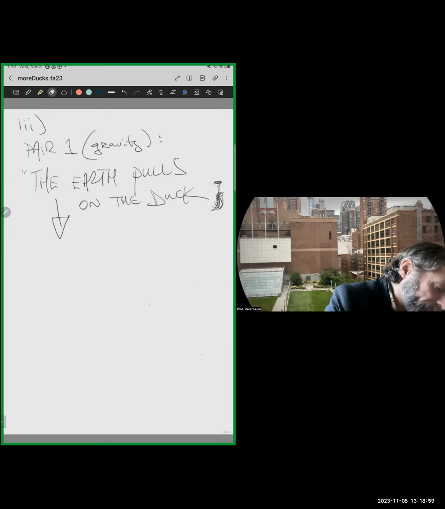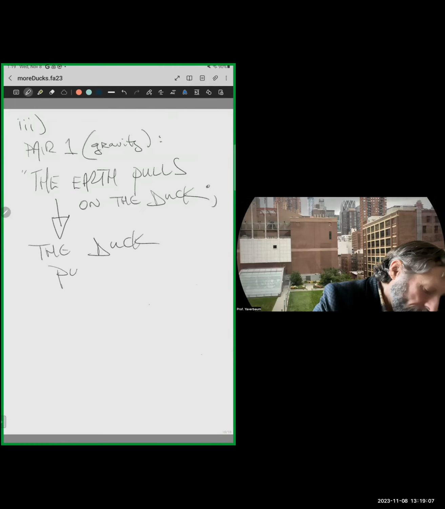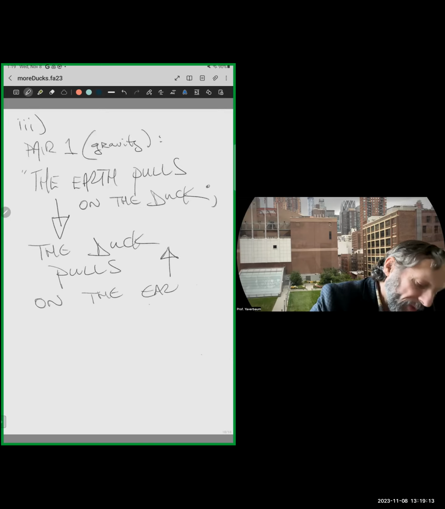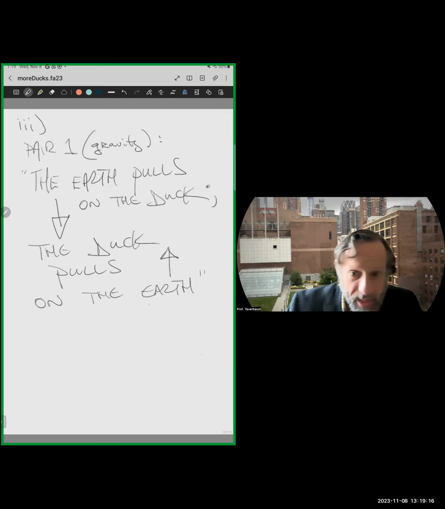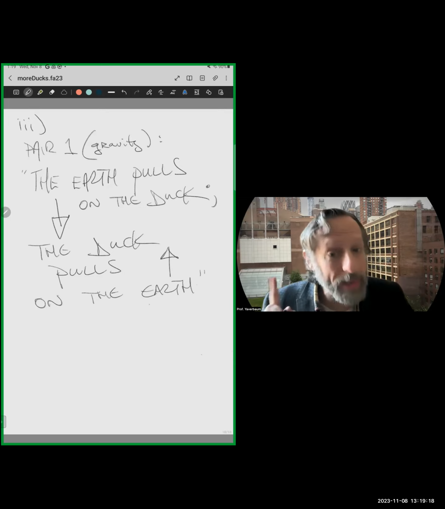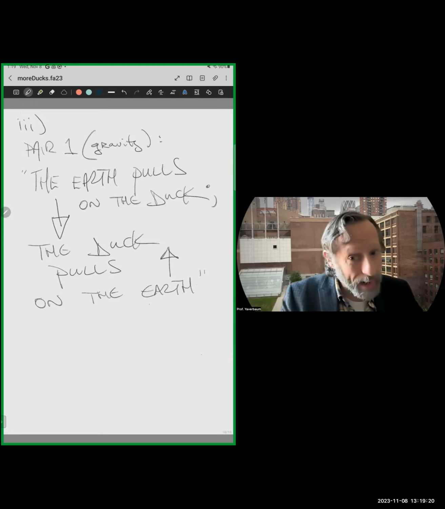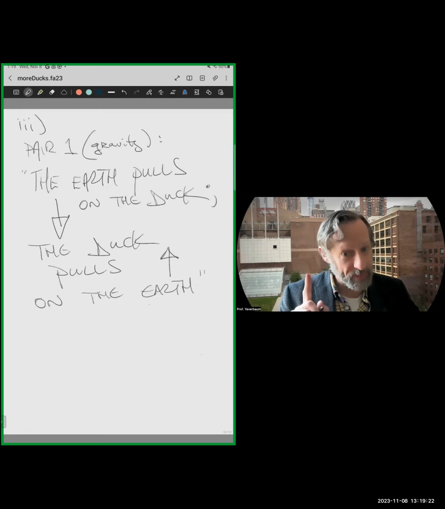That's the action. Therefore, the duck pulls up on the Earth. That's the reaction. Let's pause on that for a second. I'm saying now that's one arrow. I'm saying one arrow in our diagram is an action that implies or means that there's that reaction necessarily happening.